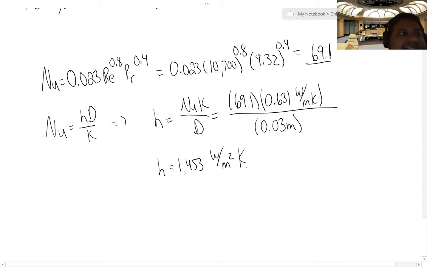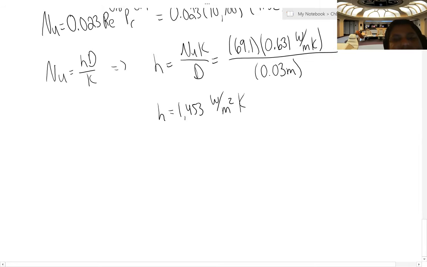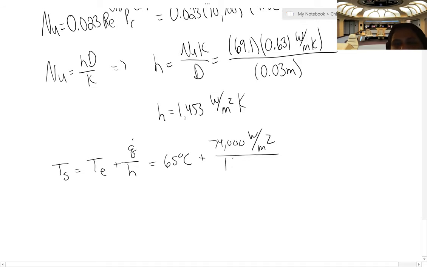So now that I finally have h, I can solve for my surface temperature by rearranging Newton's law of cooling and say Ts is equal to the exit temperature plus my heat flux divided by my heat transfer coefficient, or 65 degrees Celsius plus, what did I have, 74,000 watts per meter squared divided by 1,453 watts per meter squared Kelvin. And I do this and I get about 115 degrees Celsius.